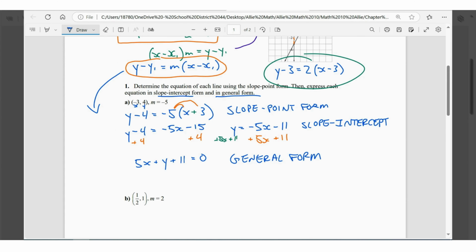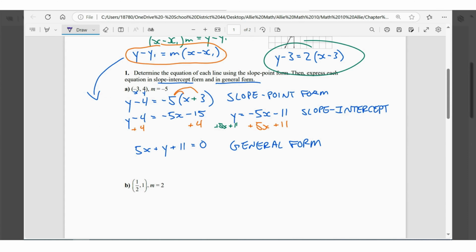Okay, there you go. So this one right there is our slope point. Here is our slope intercept, and here is our general form. Erase that. I kind of crossed it out. And let's do the next one.